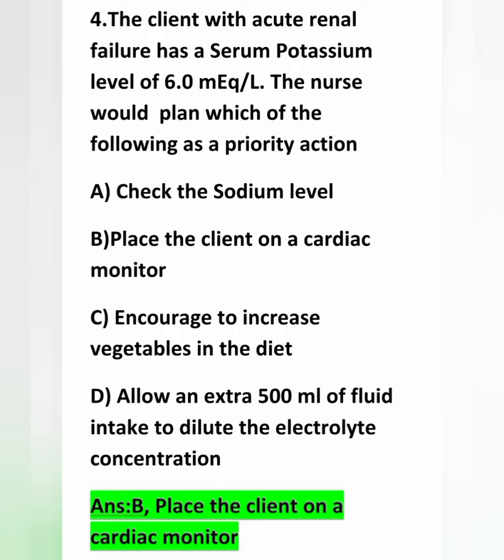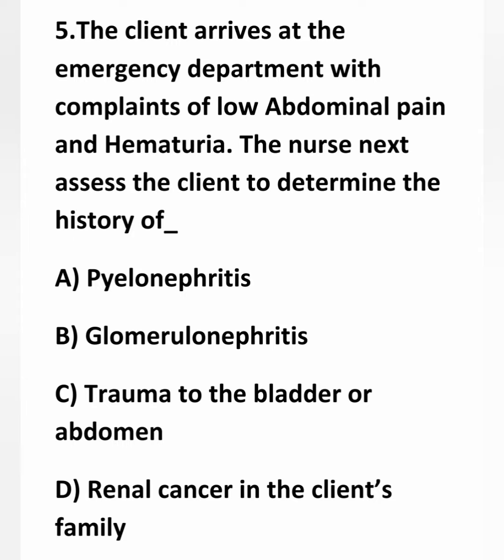And the next question, number 5. The client arrives at the emergency department with complaints of low abdominal pain and hematuria. The nurse next asks the client to determine the history of pyelonephritis, glomerulonephritis, trauma to the bladder or abdomen, and option D, renal cancer in the client. This is our question and options.